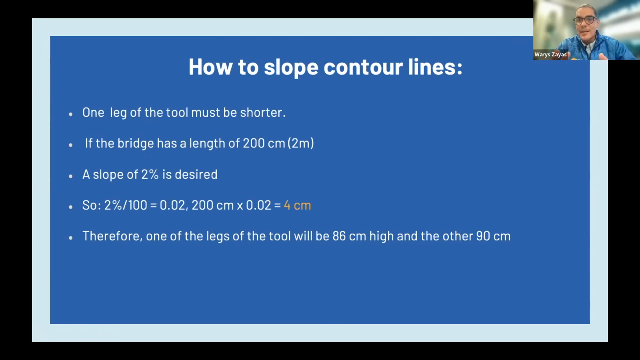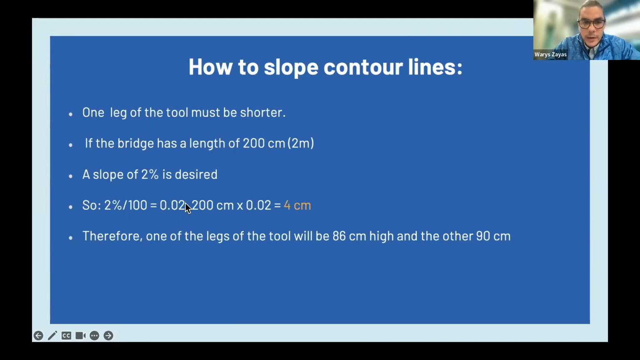because this adjustment is in relation, what we use is the length in relation to the height of the tool, right? So having this in mind, let's say that our bridge has a length of 200 centimeters, right? And we desire a slope of 2%. Okay. First, what we are going to do is convert that percentage to a whole number.